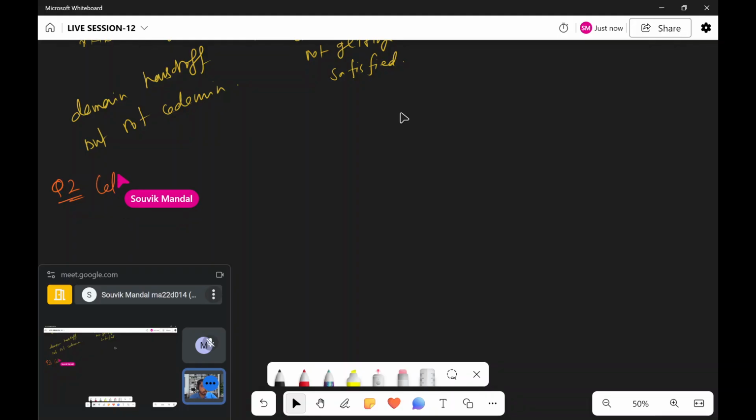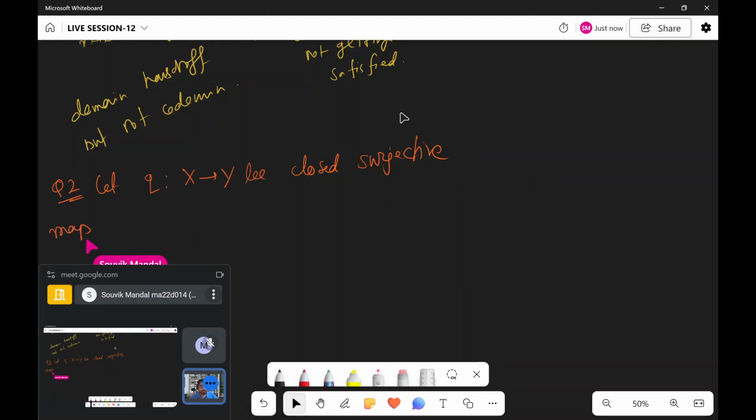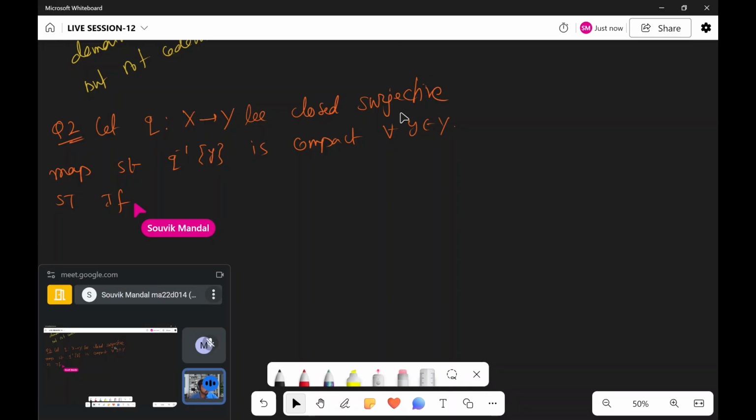The question is: let q from X to Y be a closed, surjective map such that q inverse of y is compact for all y in Y. Now show that if X is regular, then so is Y.